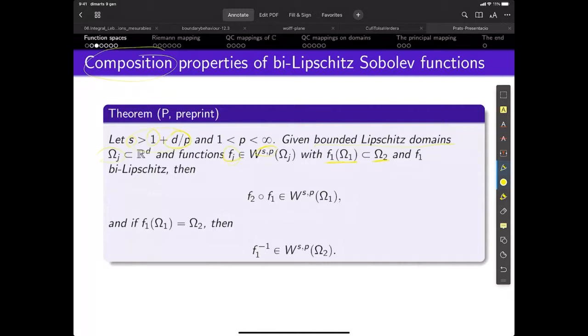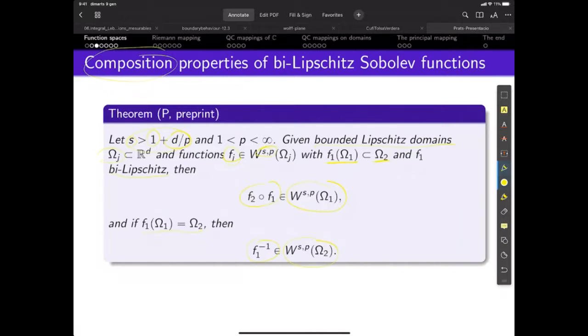Now, if f1 is bi-Lipschitz, then the composition is also in the same Sobolev class. Moreover, if f1 is a homeomorphism, then the inverse is also in the Sobolev space. This is a result that we were not able to find in the literature, so we just did it. The proof is quite easy.